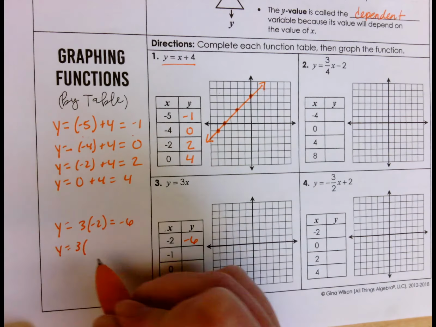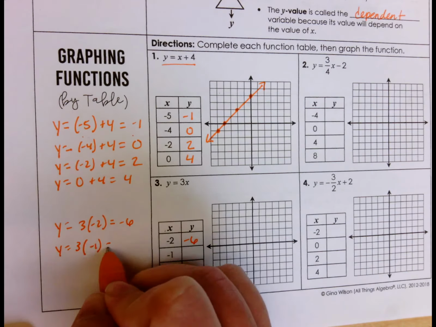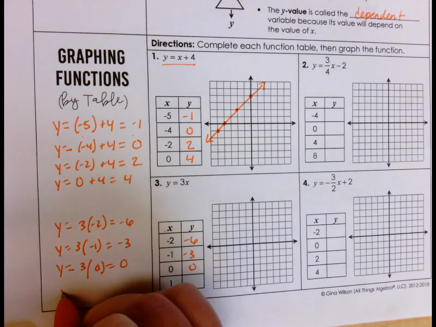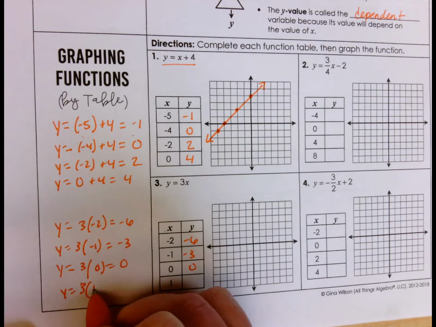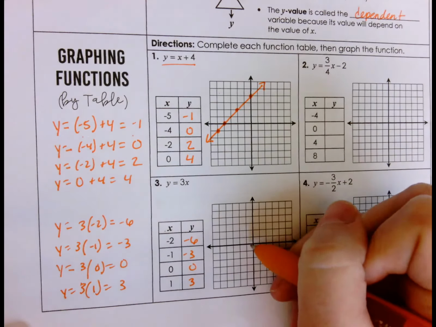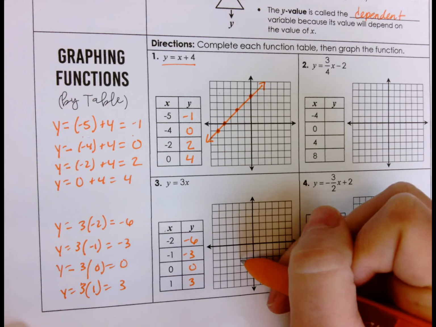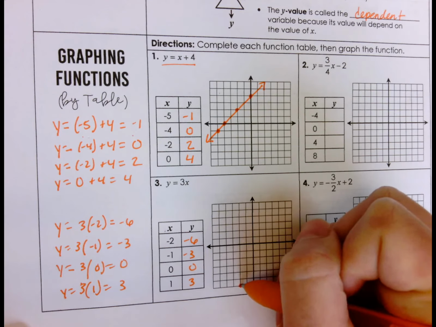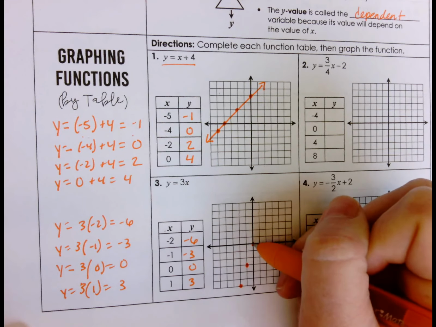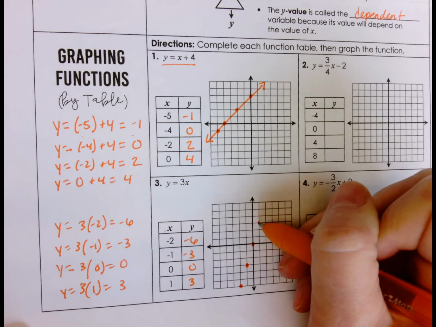If I plug in an input x value of -1, I get an output of -3. If I plug in an input of 0, I get an output of 0. And if I do an input of 1, I get an output of 3. And then I can graph that. So -2, -6; -1, -3; 0, 0; and 1, 3.